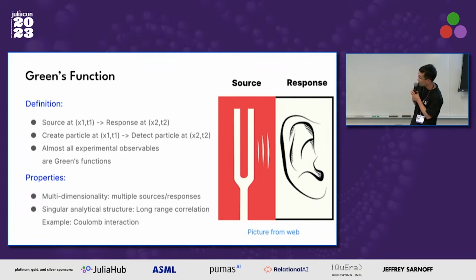Several properties of the Green's functions make it numerically challenging to handle. The first one would be the multidimensionality. This is because we can have n particles involved in the process, which creates multiple sources and responses. The second property is singular analytical structure, which basically originates from long-range correlation either in space or time. A typical example is a Coulomb interaction.